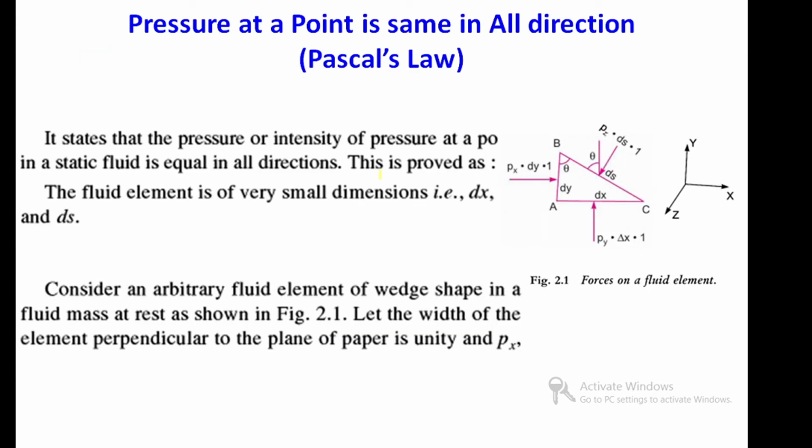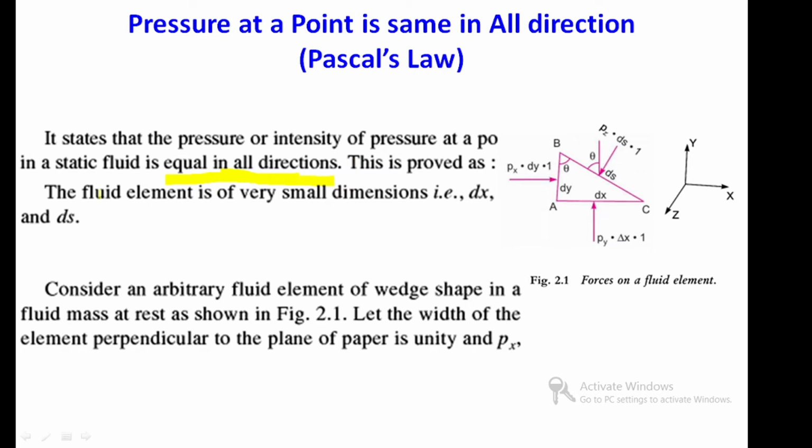Next, we go for Pascal's law. Pressure at a point is the same in all directions. It is derived from Pascal's law. It states that the pressure or intensity of pressure at a point in a static fluid is equal in all directions. The pressure acting in all directions will be equal.